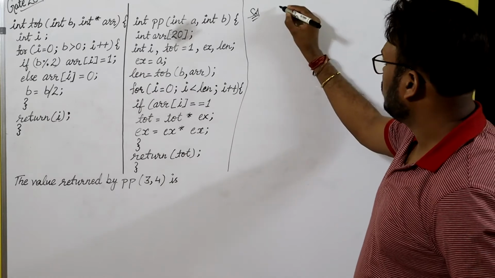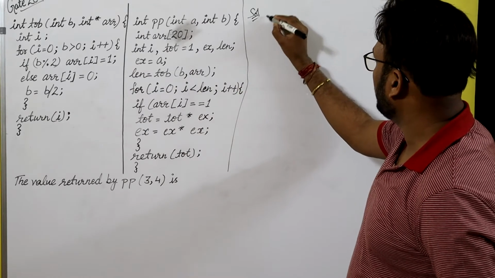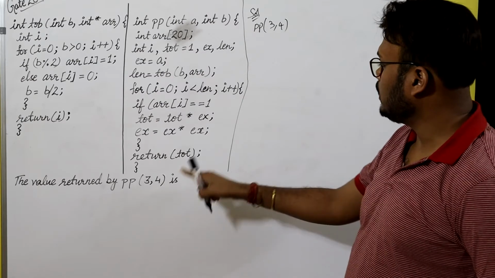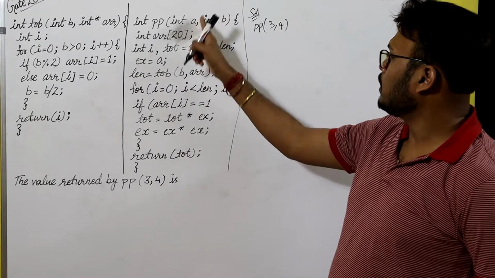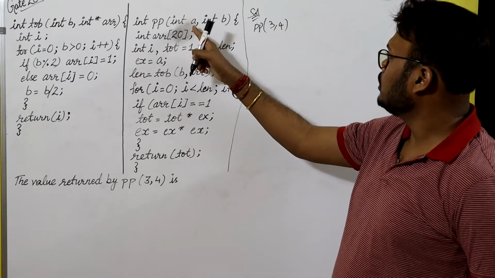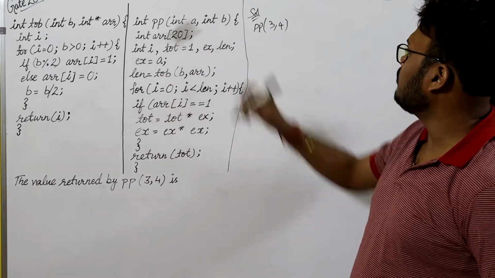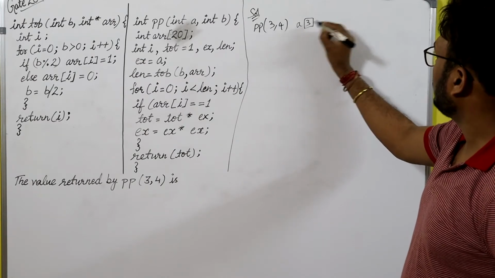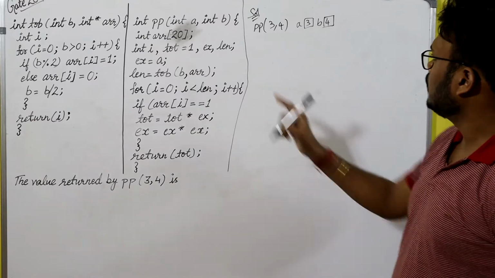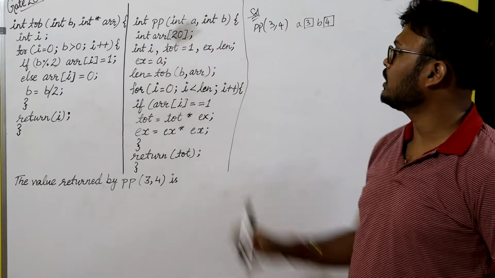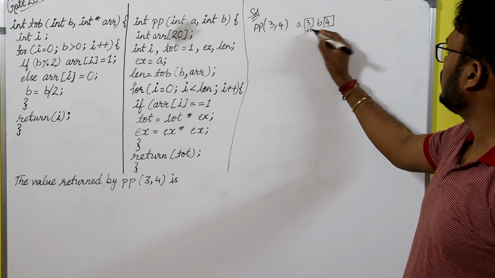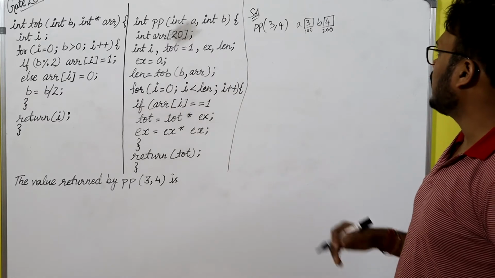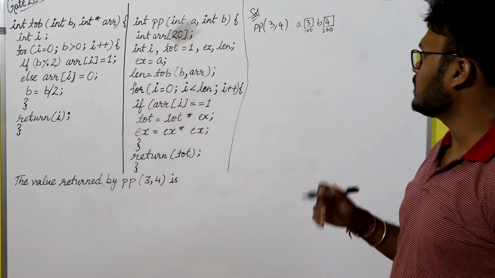Here I am writing PP of 3, 4. It means the PP function is called here, so the value of A is 3 and the value of B is 4. Both A and B are local to this function PP. Let's give the addresses 100 and 200. I don't know whether it is required or not, but I am writing everything so that you can clearly understand what's happening.